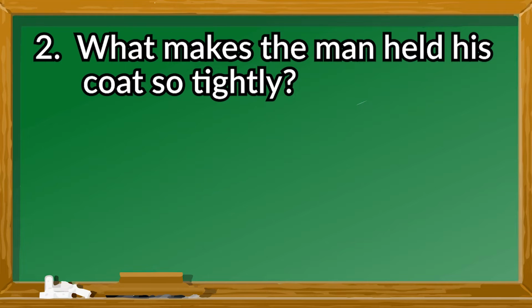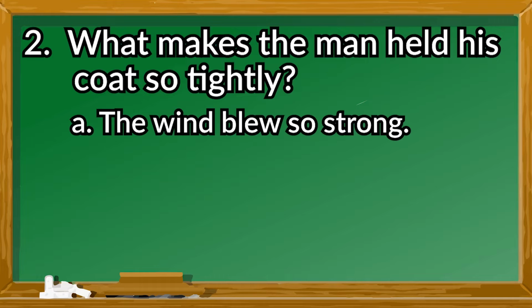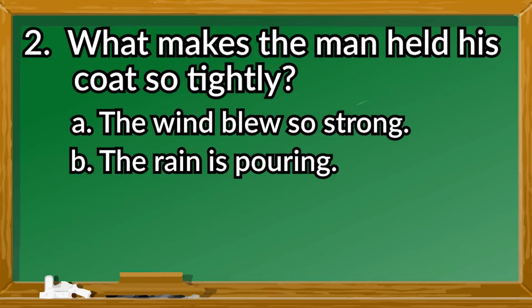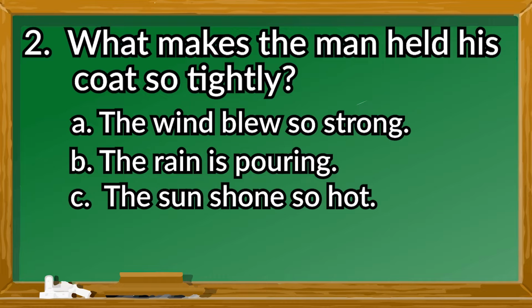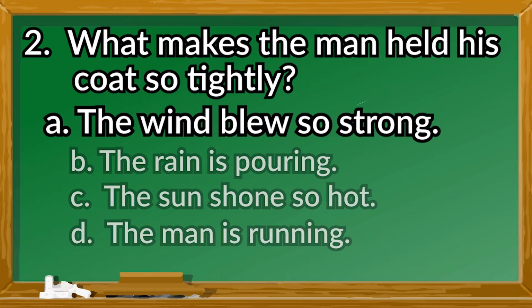Number 2. What makes the man hold his coat so tightly? Letter A, the wind blew so strong. Letter B, the rain is pouring. Letter C, the sun shone so hot. Letter D, the man is running. The answer is letter A, the wind blew so strong.